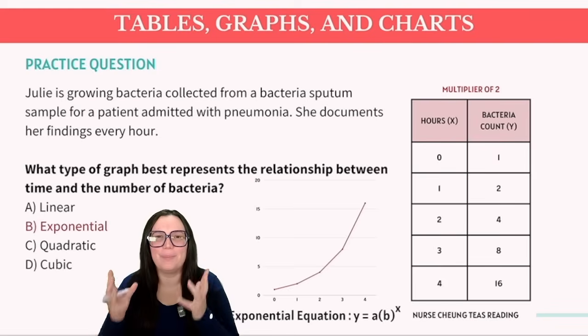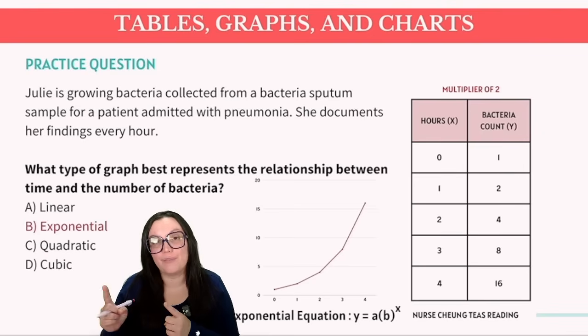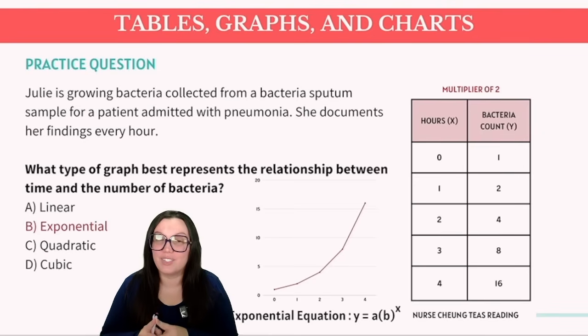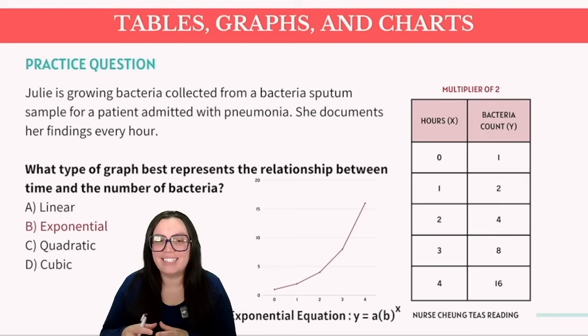And the correct answer is B, exponential. The number of bacteria doubles with each passing hour, indicating the bacteria count is not increasing by a fixed amount, but rather a fixed proportion. This pattern of growth, where the rate of increase becomes progressively more rapid, is indicative of an exponential relationship.